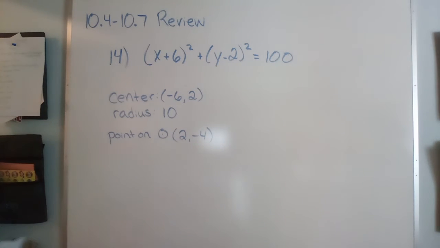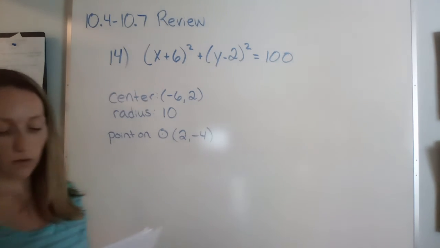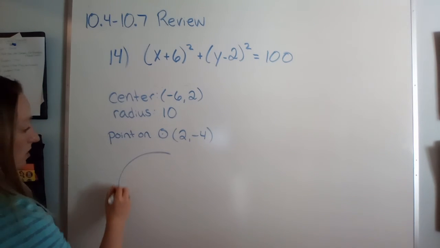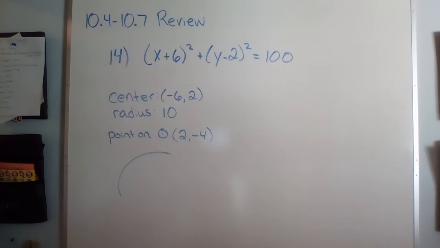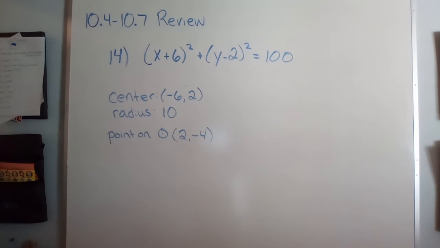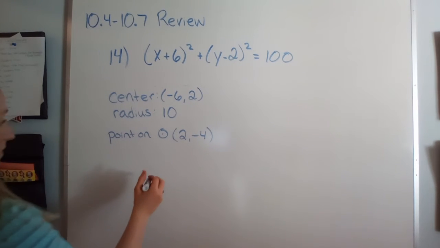Okay, so again, they're asking what are the x and y intercepts of the line tangent to the circle at point 2, -4. All right, so this is a quite involved problem. We could sketch. Oh, hold on. Sorry, not what I meant to draw. Let's sketch what we have so that we understand what we're looking for.